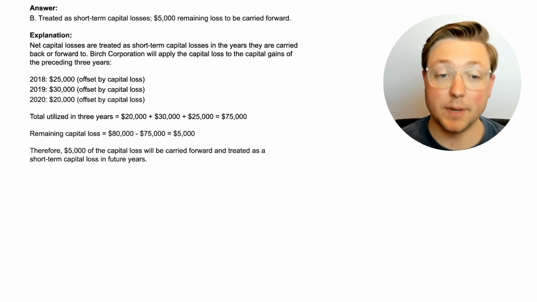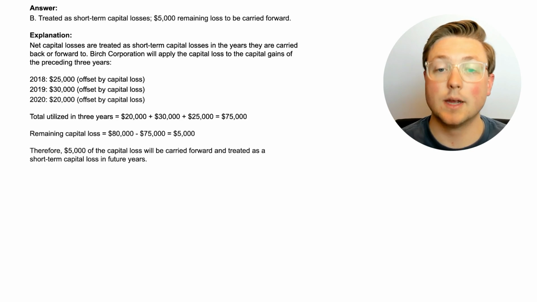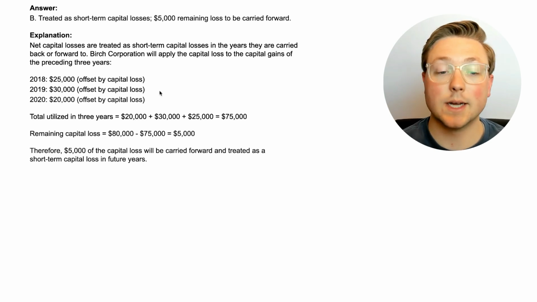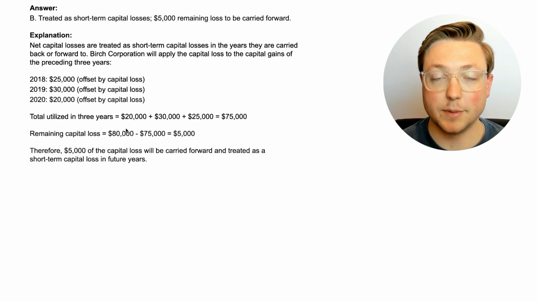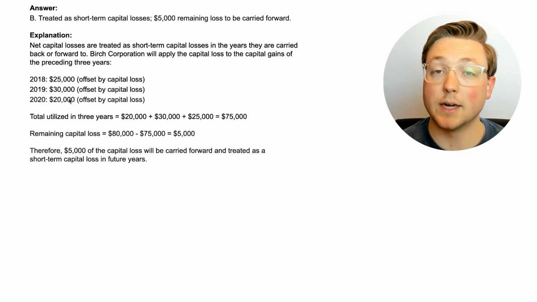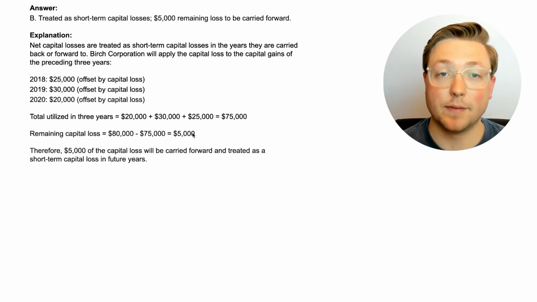Okay, the answer is B. It will be treated as a short-term capital loss or short-term capital losses, and then there's $5,000 remaining to be carried forward. So we probably don't need to dive too much into the calculation. There was $80,000 of capital loss to be used. It offset all of the capital gain in 2018, all of the capital gain in 2019, and all of the capital gain in 2020, leaving $5,000 left, and that is the amount that's going to be carried forward.